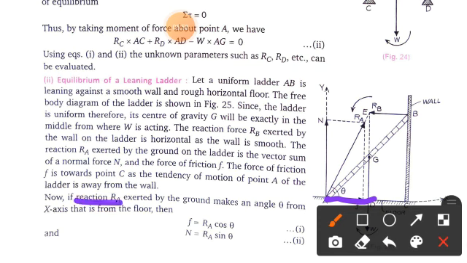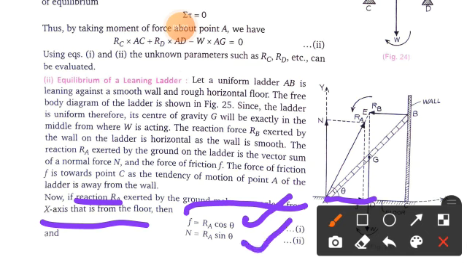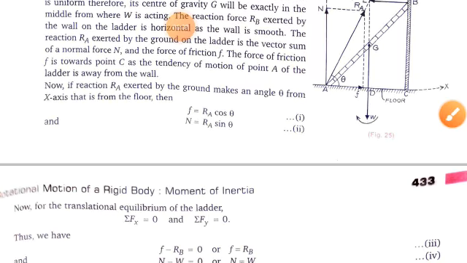Now what happens if the reaction RA exerted by the ground makes an angle theta with the x-axis, that is, with the floor? Then you can write it like this. The force of friction f equals RA cos theta and the normal N equals RA sin theta. This is the vertical component. So these are the two equations.